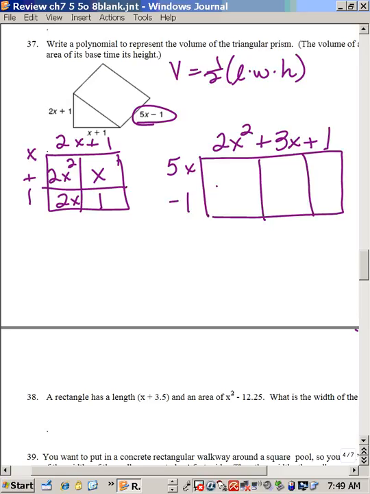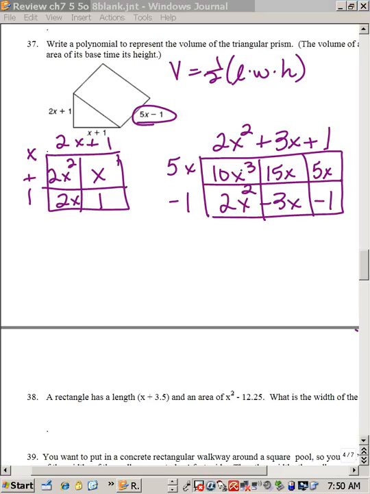You having fun yet? Thank you for being here with me and trying so hard. 5x times 2x squared is 10x cubed. 5x times 3x is 15x. 5x times 1 is 5x. Now I'm going to distribute a negative 1, so that's going to be negative 2x squared, a negative 3x, and negative 1.